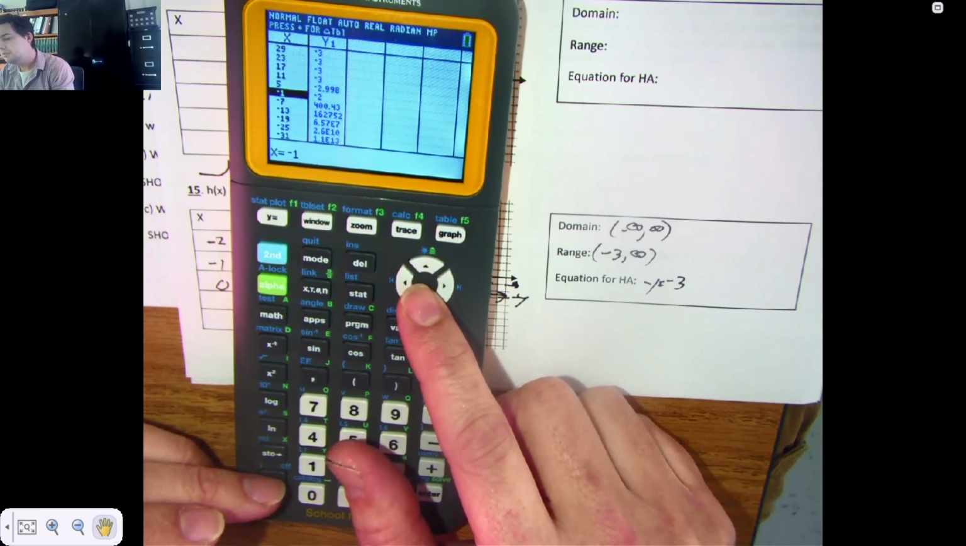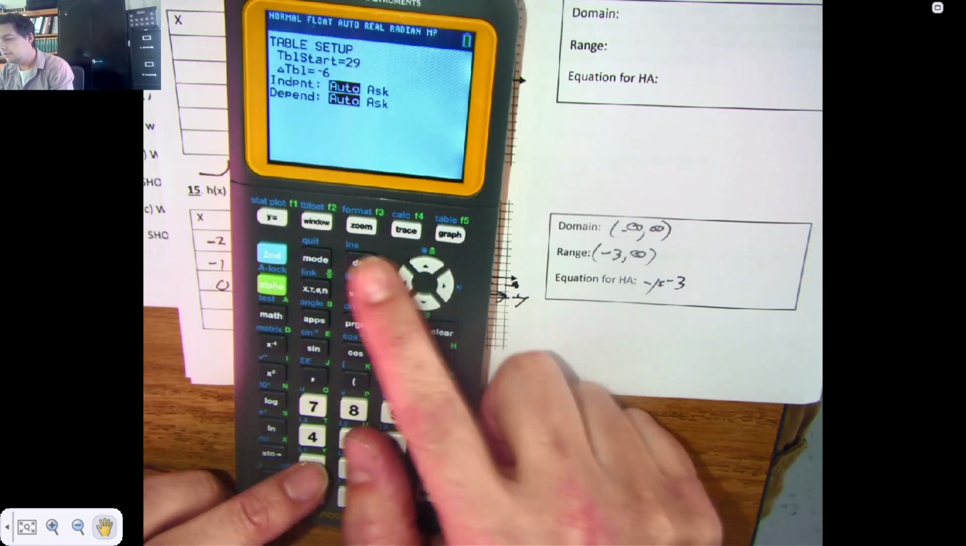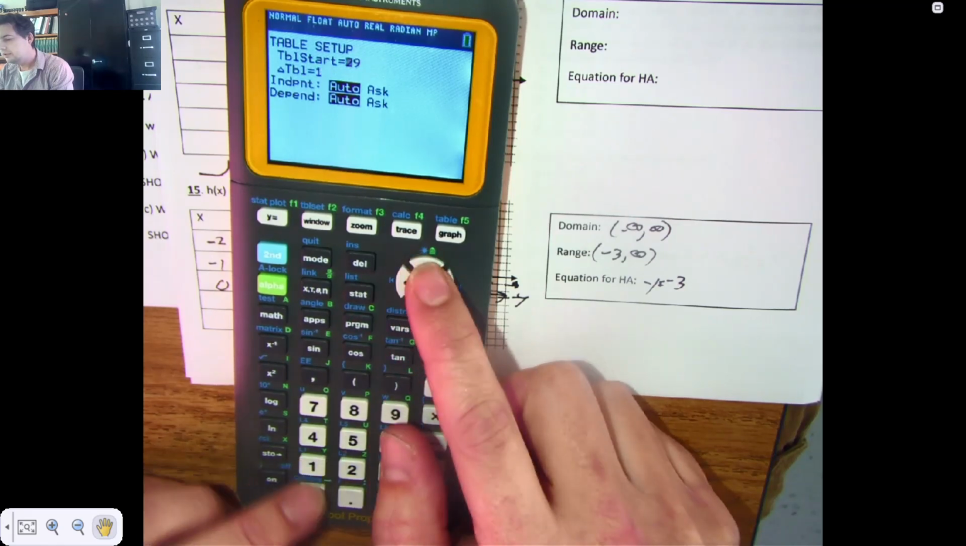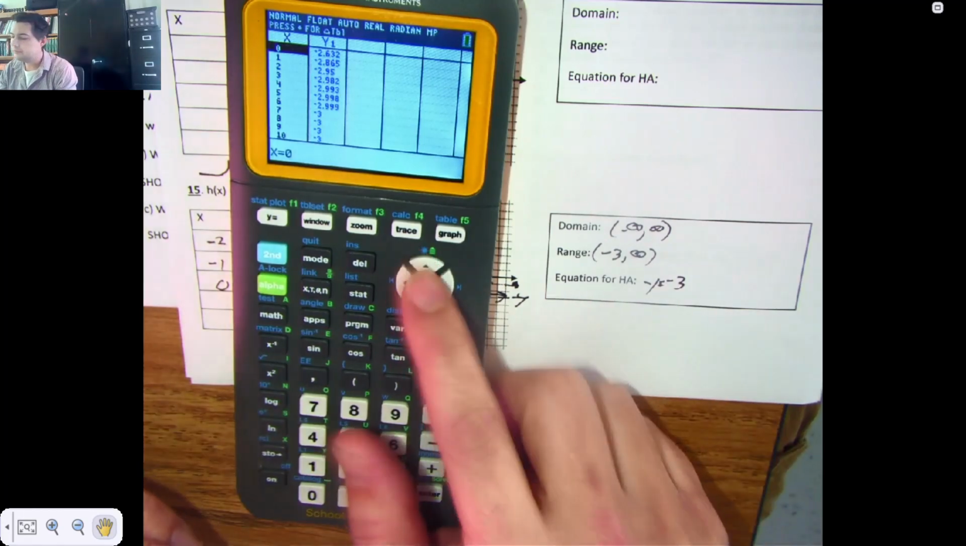Somebody has been pushing some weird buttons on my calculator. Yes, they have. Second table set. Somebody is playing with calculators and they shouldn't. There we go. That's better.